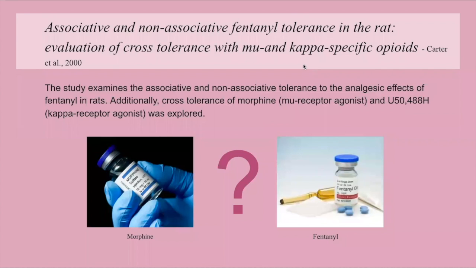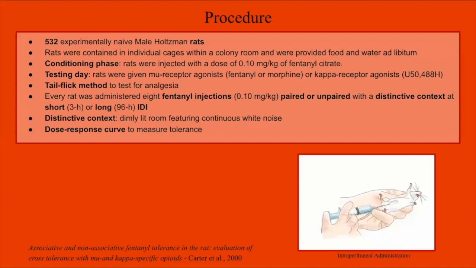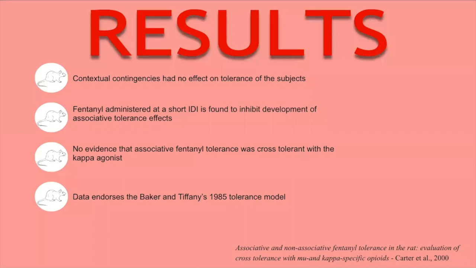The next study I will be discussing was published in 2000 by Carter and team. This study investigates the associative and non-associative tolerance to the analgesic effects of fentanyl in rats. The methods used in the study are depicted below. Findings of this study include the discovery that contextual contingencies had no effect on tolerance of the subjects. This finding suggests tolerance was controlled by non-associative mechanisms.